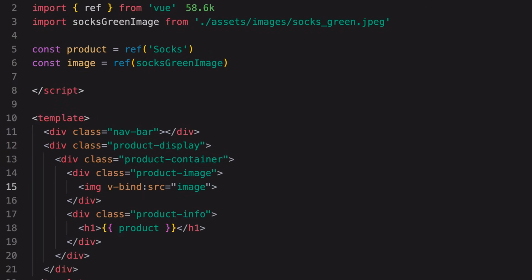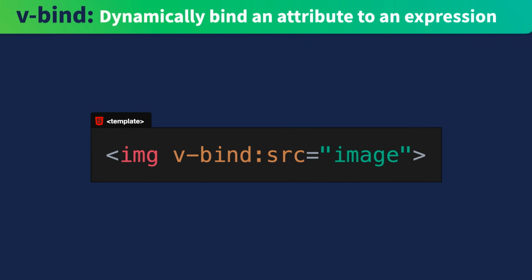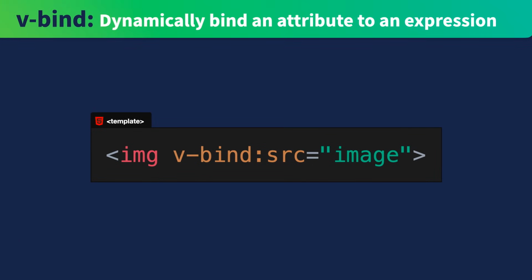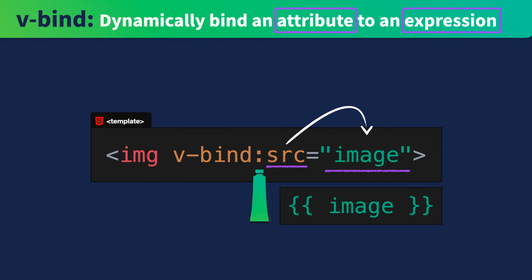So let's understand how v-bind works. We use v-bind to dynamically bind an attribute to an expression. In this case, the attribute is src, and the expression is here in the quotes. So we've created this bond between the attribute and the value of the expression. If you're thinking to yourself, this doesn't look like a JavaScript expression, you can imagine it looking like this.